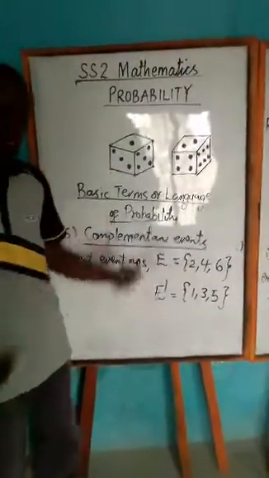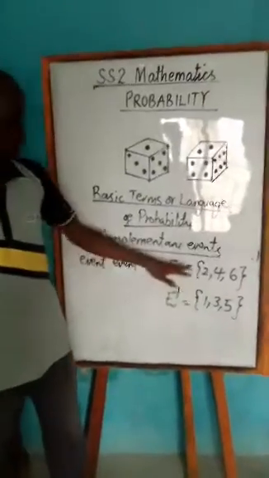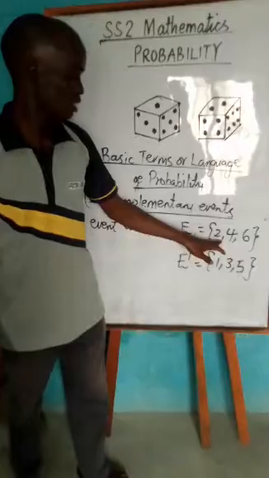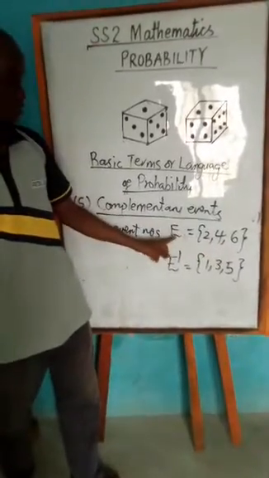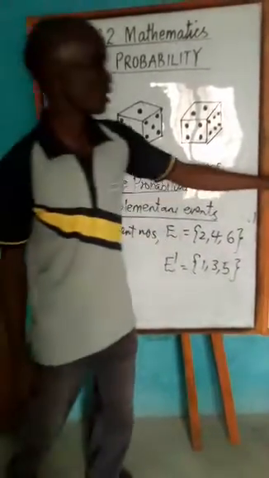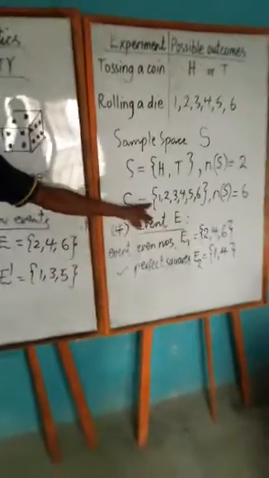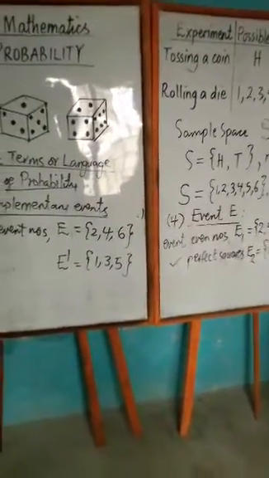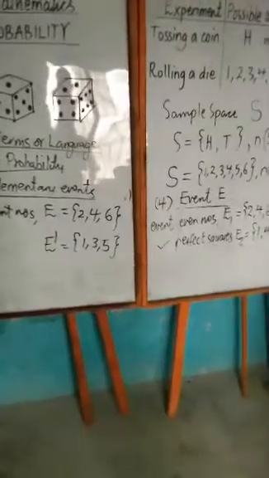You are familiar with sets. The complementary set to this are elements that are not in this set E, but are found in the universal set. In this case, the sample space. Okay, let's look at the last one very quickly.